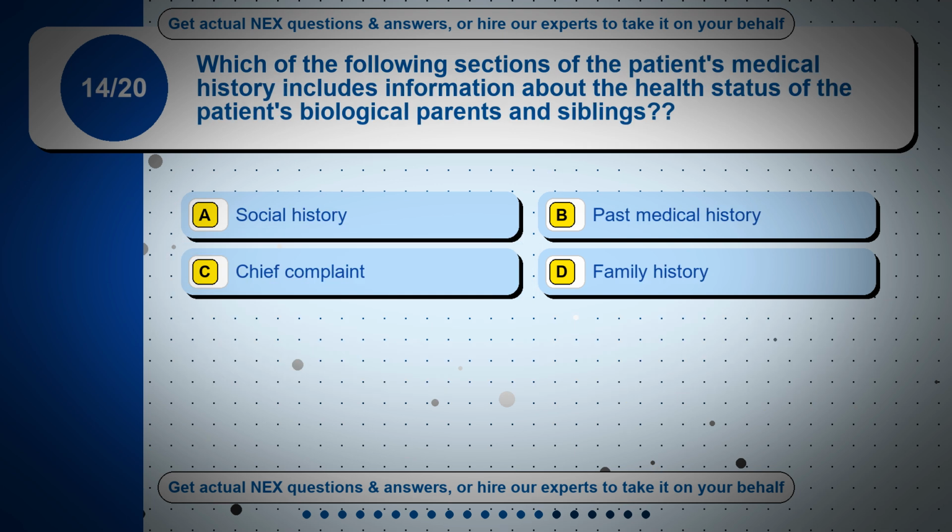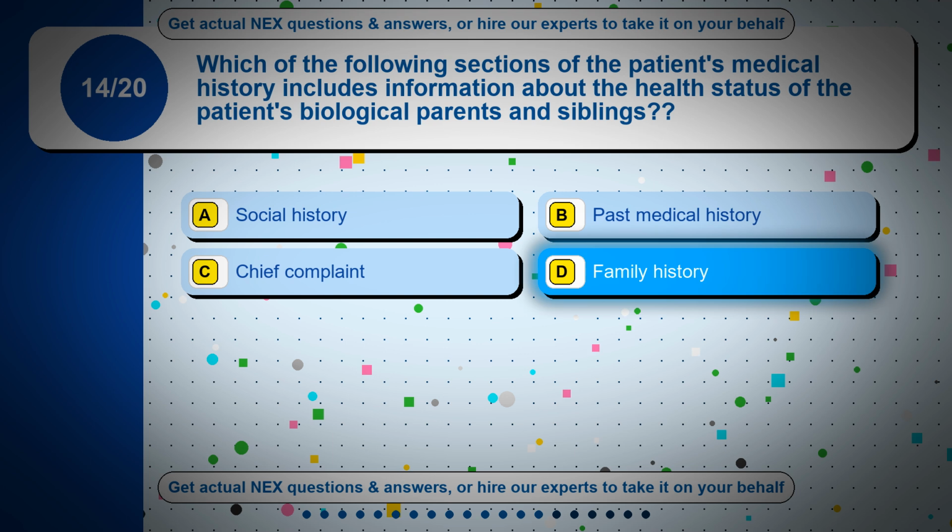Question 14. Which of the following sections of the patient's medical history includes information about the health status of the patient's biological parents and siblings? Option A, social history. Option B, past medical history. Option C, chief complaint. Option D, family history.